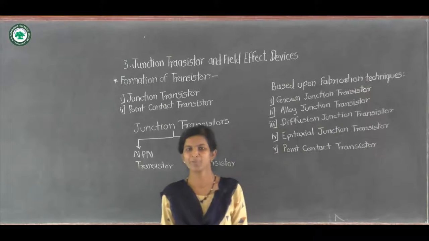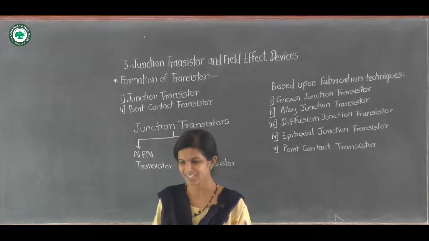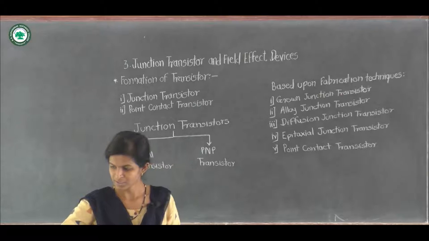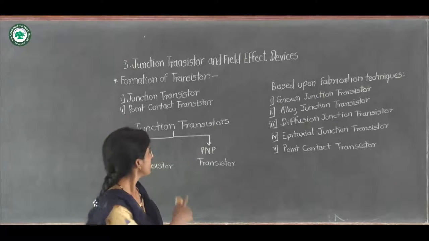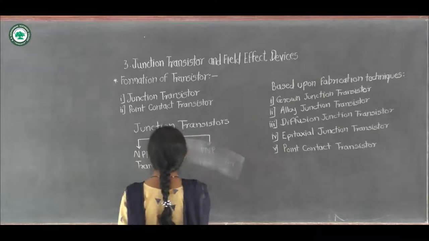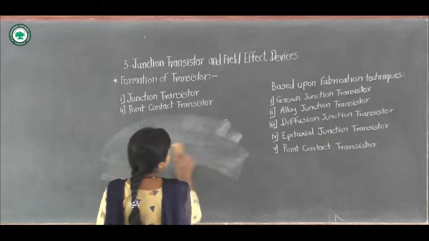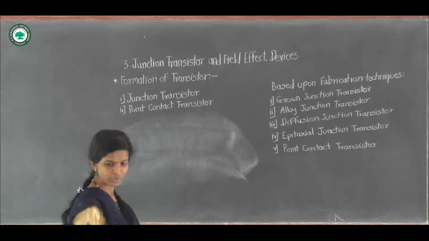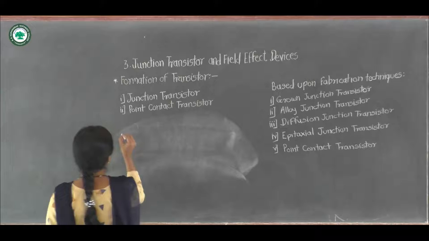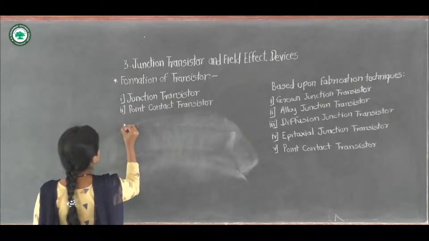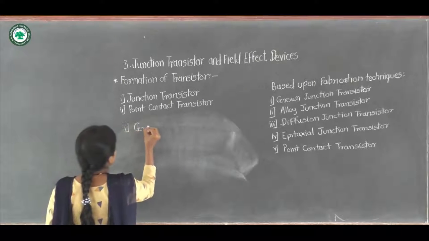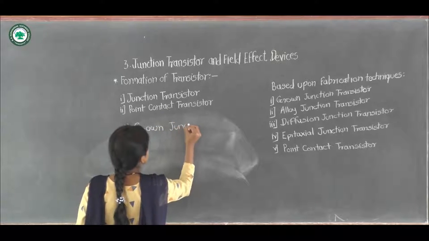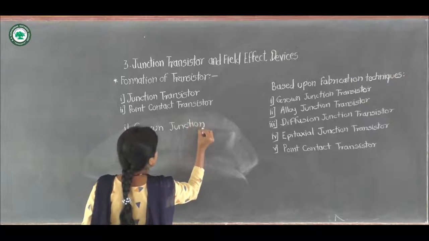So, depending upon the fabrication techniques, these are the five types of transistor. We will see how the transistors are formed for these five different fabrication techniques. We will first consider the fabrication of grown junction transistor.